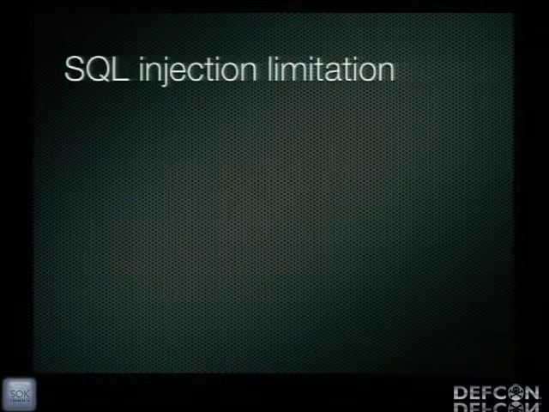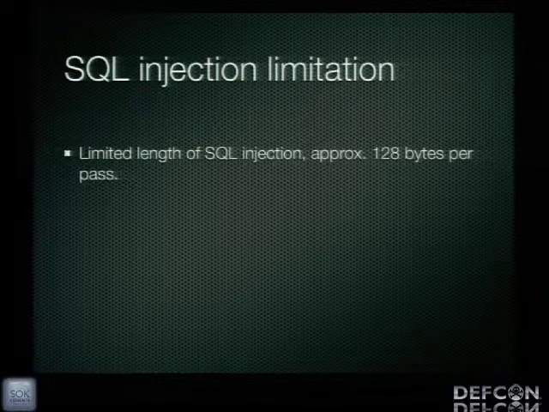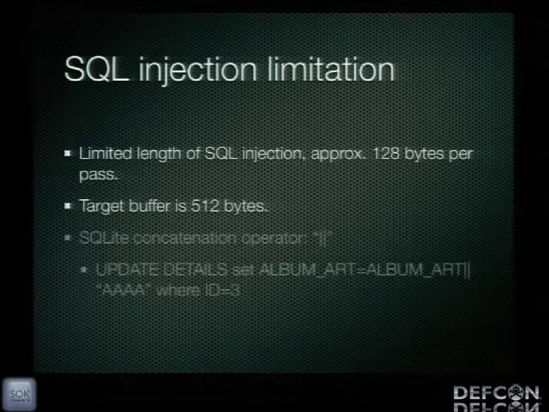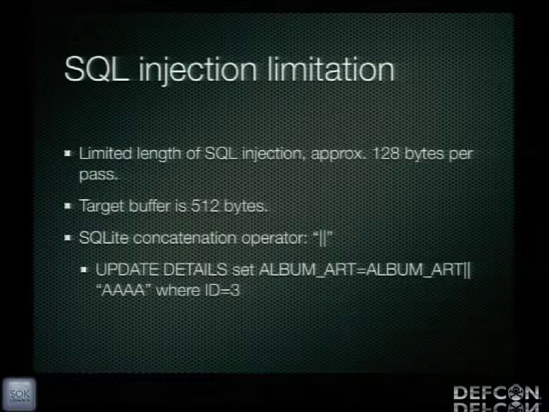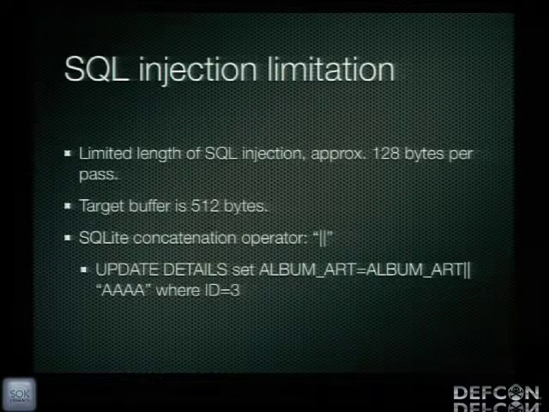We have a limitation with our SQL injection, though. Remember I said that it's easy to crash the application with it, so we need to limit it to about 128 bytes per injection by the time you're taking into account overhead from SQL syntax and HTTP syntax and stuff like that. So we're trying to overflow a buffer that is 512 bytes big. So how do you overflow a 512 byte buffer with 128 bytes? Well, fortunately, SQLite gives us the concatenation operator, so it's just a matter of making multiple passes and building up that string as long as you need.